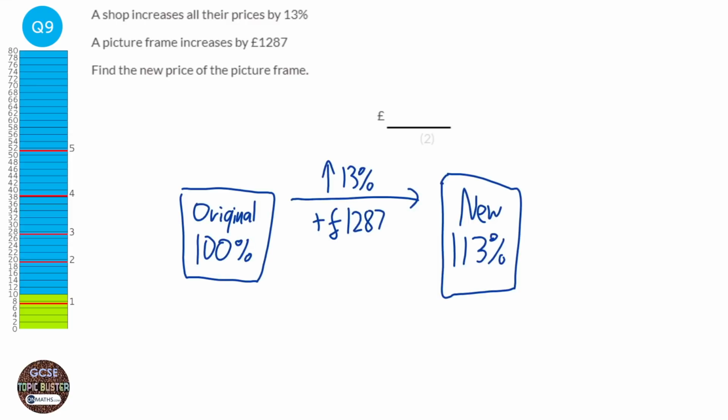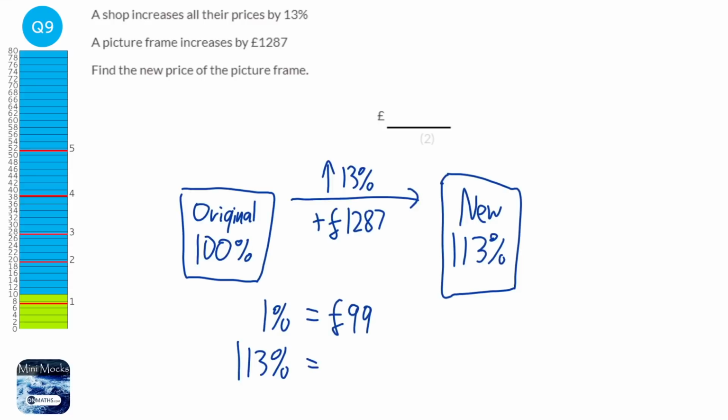So what we're going to do is we're going to work out what 1% of the price increase is. Instead of 13%, we're going to work out what 1% is. And we're going to do that by dividing the amount by 13. And we get 99. So 1% represents £99. So 1% of the original represents £99. But the new amount is 113%. So we need to times the £99 by 113, which gives us £11,187.